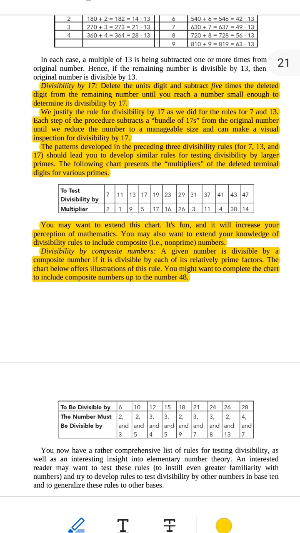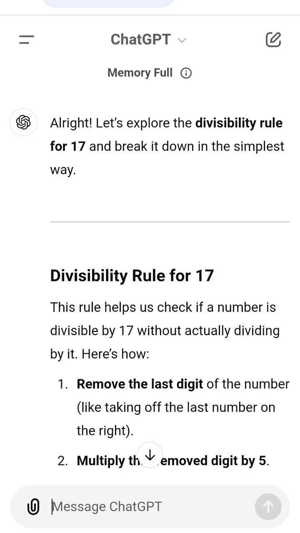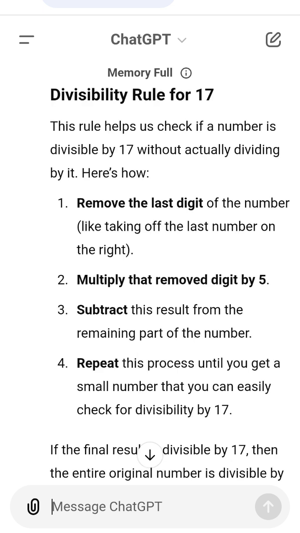2. Continue with 102. Last digit is 2. Multiply 2 by 5. 2 times 5 equals 10. Subtract 10 from the rest of the number, 10. 10 minus 10 equals 0. 3. Check the result. 0 is divisible by 17, so 1224 is also divisible by 17. Making it easy to remember.